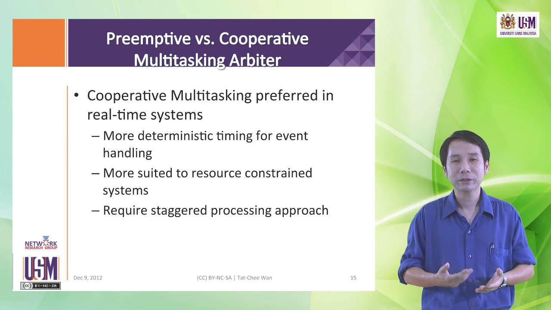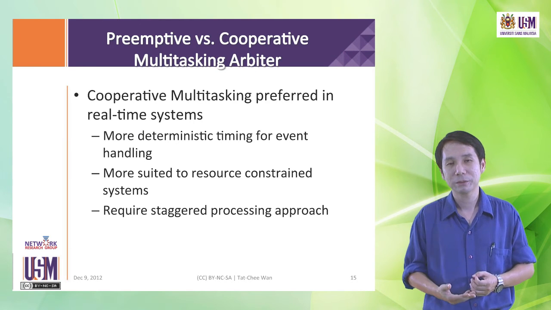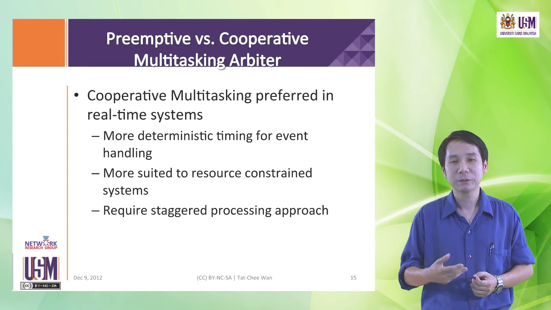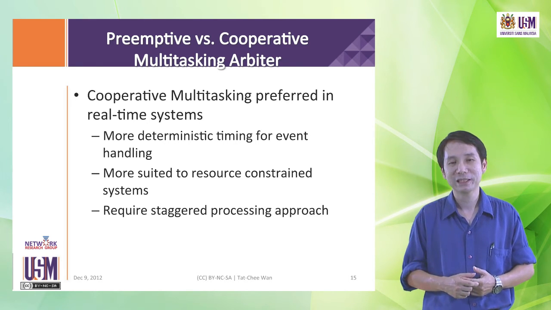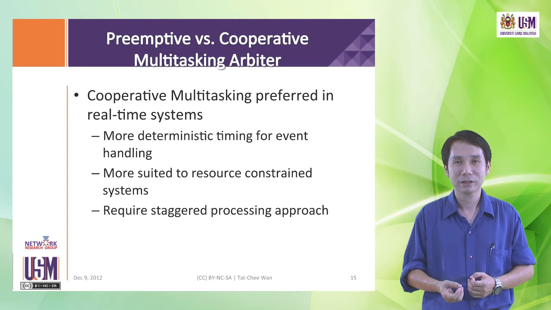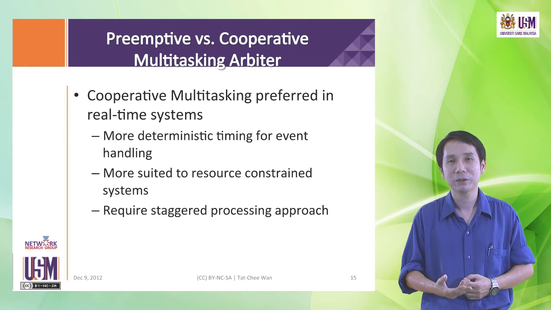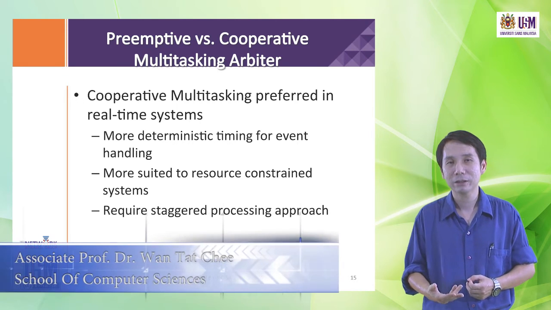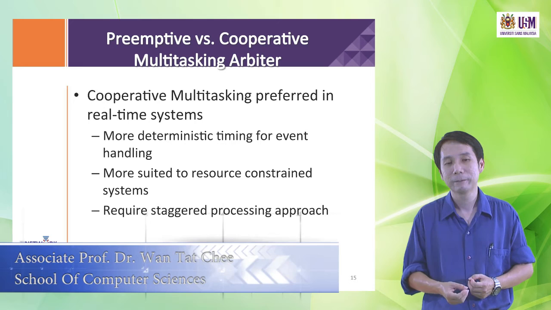Now, in many real-time operating systems or real-time systems, we actually prefer cooperative multitasking. This is because we can achieve more deterministic timing for event handling, because the CPU only yields to other processes when the current process is ready to do so. This allows us to know and time the number of instructions needed to complete an action before we allow the CPU to do other tasks.